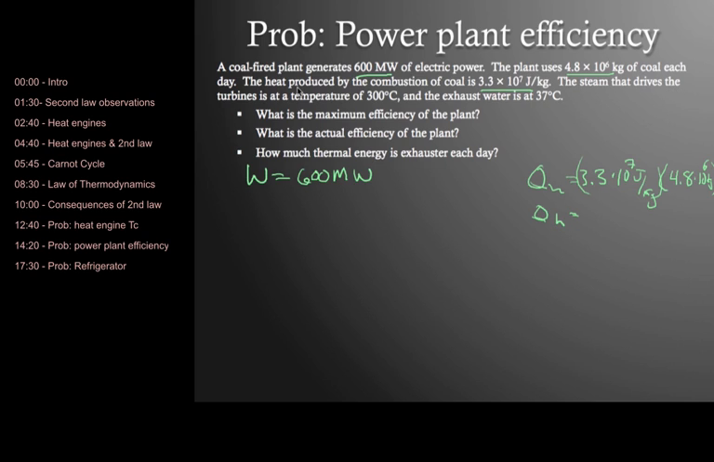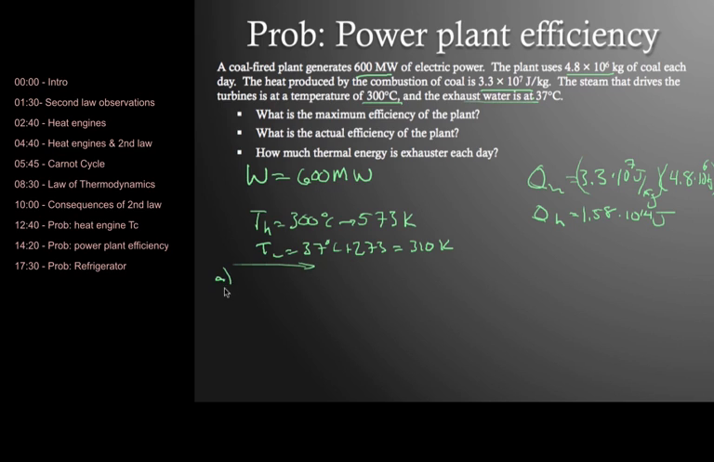The steam that drives the turbines is at a temperature of 300 Celsius. So that's our TH right there: 300 Celsius, which is 300 plus 273, which is 573 Kelvin. Our cold temperature reservoir is at 37 degrees Celsius plus 273, which is 310 Kelvin. So our Carnot efficiency is 1 minus Tc over Th, which is 1 minus 310 over 573, which is 0.46.